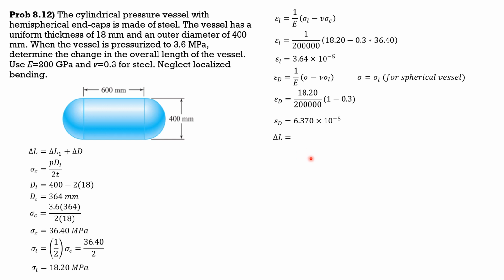Therefore, the change in overall length is the longitudinal strain times L1, which is 600 mm, plus the strain in the direction of the diameter times Di. So delta L is 3.64 times 10 to the negative 5 times 600 mm plus 6.37 times 10 to the negative 5 times the internal diameter of 364. So the change in the overall length of the vessel is equal to 0.04503 mm.